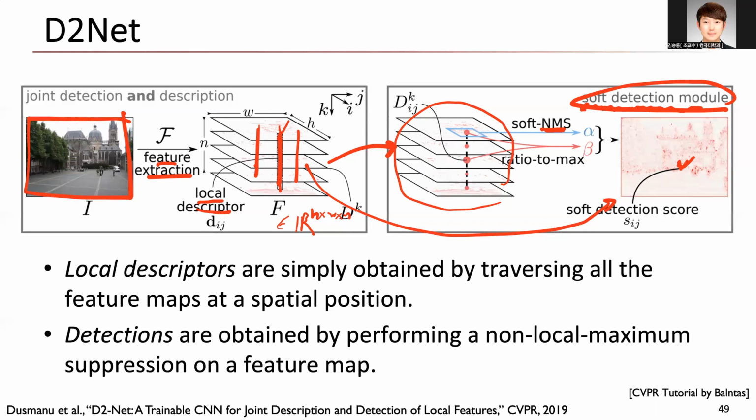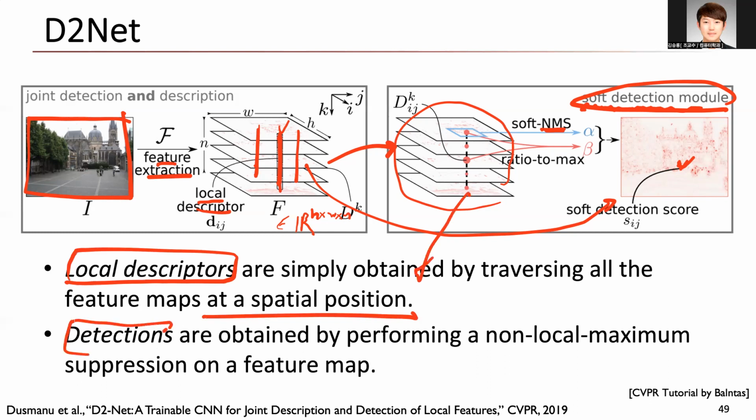So this is D2-Net. In other words, local descriptors are simply obtained by traversing the whole feature map as a spatial position, like this, and detectors are obtained by performing non-local maximum suppression on the feature map, similar to SIFT. This is D2-Net.